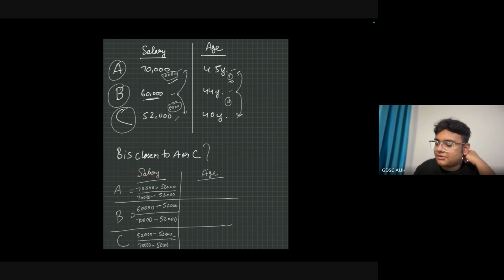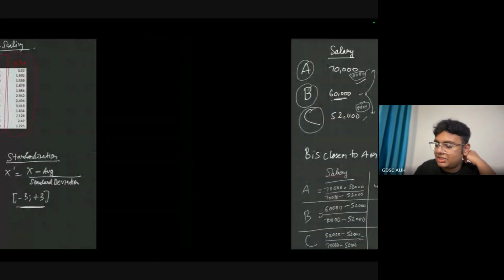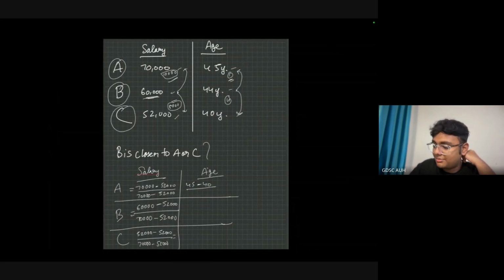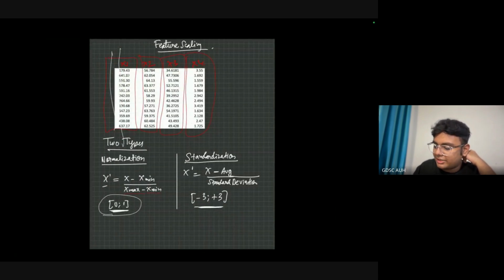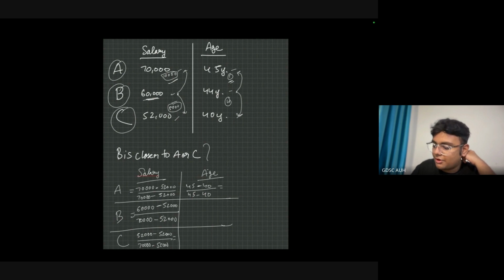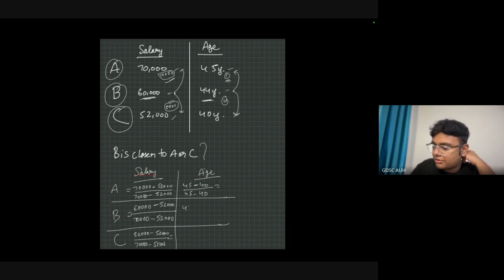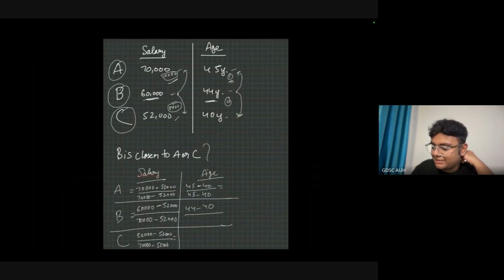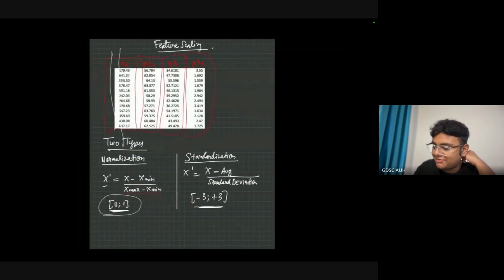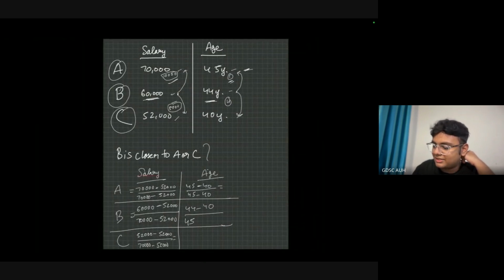Okay, now age. Let's do the same with age. We're using 45, so 45 minus the minimum age, which is 40, divided by the maximum age, which is 45, minus the minimum, 40. That's x minus x min, x max minus x min. Now we're using 44: 44 minus 40, because 40 is the minimum value according to the formula x minus x min by x max minus x min. The maximum age is 45, minus 40, the minimum age.